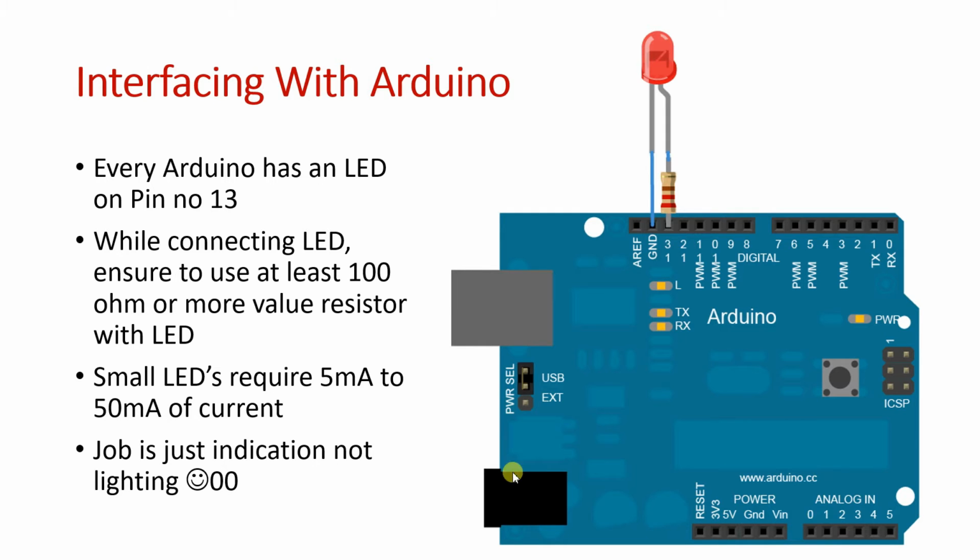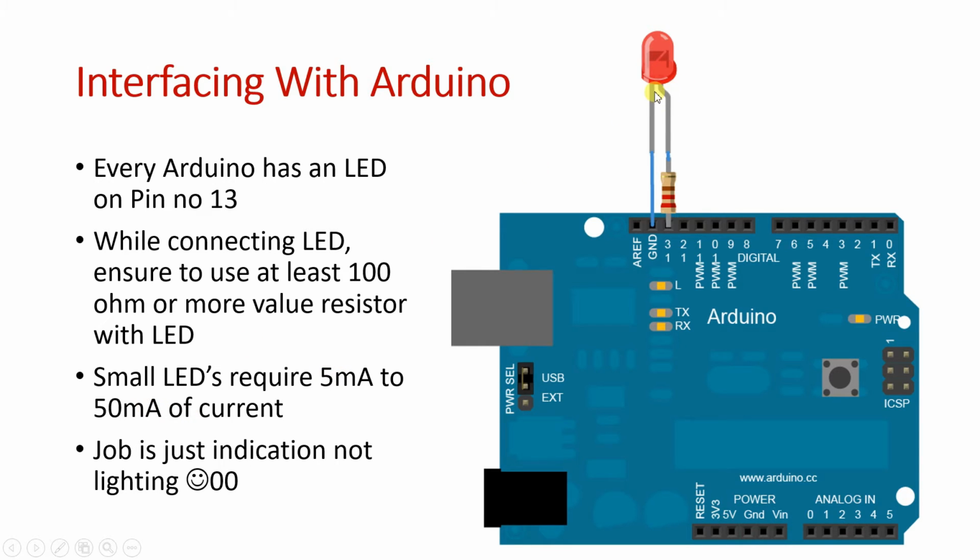This is how you can interface an LED with Arduino. The cathode of the LED should go to ground. The anode of the LED should not come directly to the Arduino pin, but instead should go to the Arduino pin through a suitable resistor. Usually the LEDs which we use with Arduino are 3mm or 5mm diameter LEDs, and they turn on with between 5 milliamperes to 50 milliamperes of current.